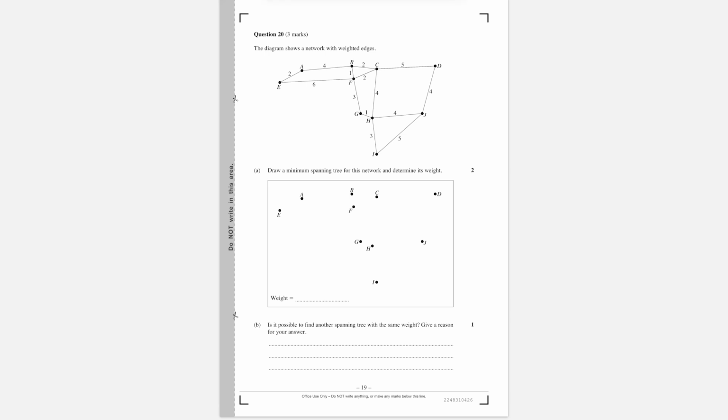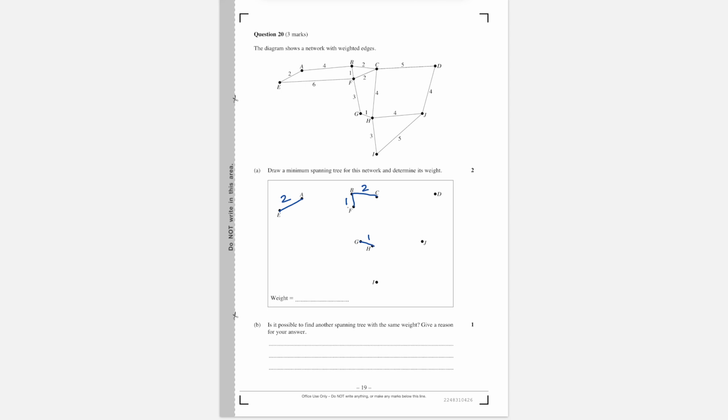All right, the question says, the diagram shows a network with weighted edges. Draw a minimum spanning tree for this network and determine its weight. Great, so we want to start with the smallest numbers on the network. So we're going to start by connecting B to F with 1, G to H with 1, and then we go on to the number 2. So with 2, we can connect E to A. And now we have a choice. We could connect B to C or F to C. Either one works. Let's pick B to C. And we've connected that with the number 2.